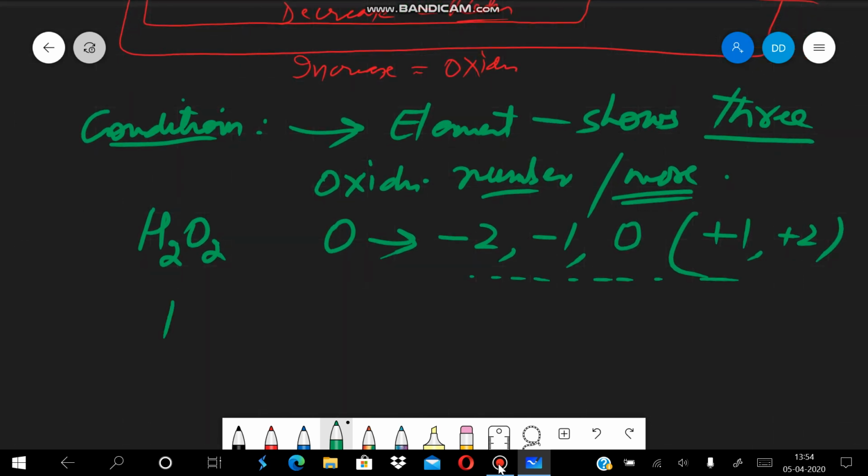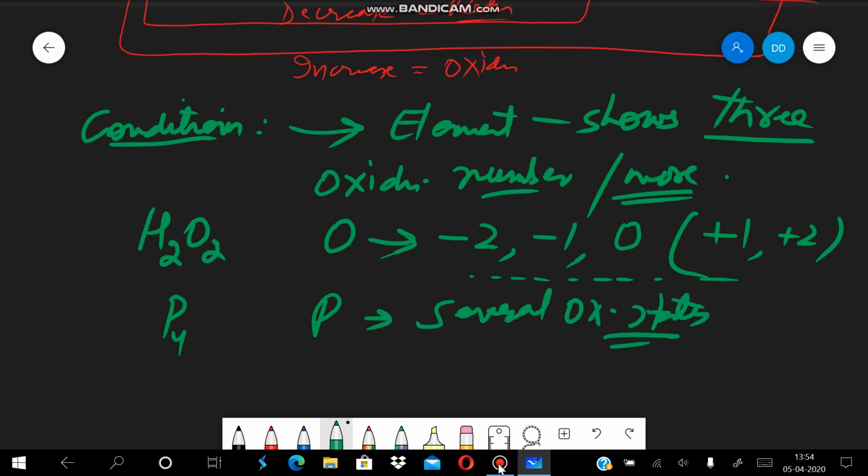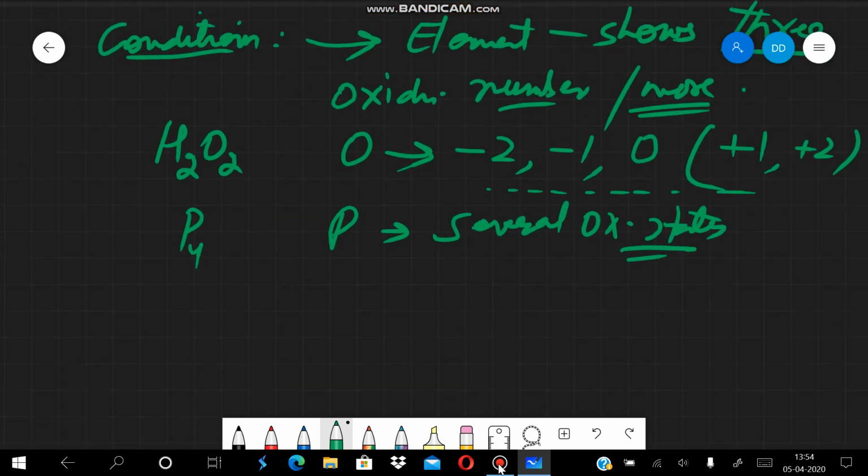Similarly, when we look at phosphorus, it also shows several oxidation states. And because it has the capacity to show more than three oxidation states, it can undergo both increase and decrease in oxidation number at the same time. That is necessary for disproportionation reaction.